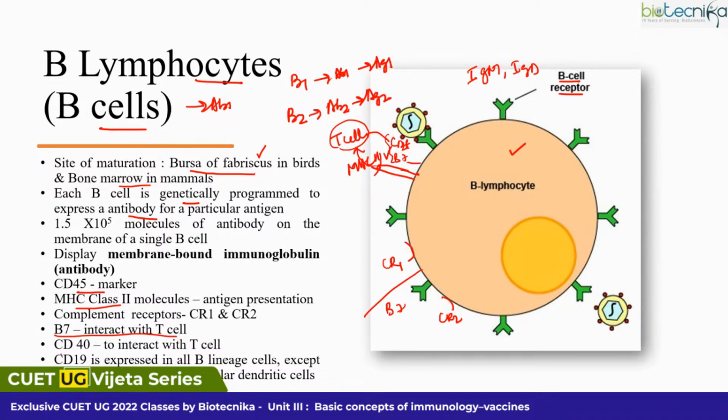Then they have another molecule, CD40 also. CD40 also helps when the B cells have to be activated. So the CD40 on the B cell and CD40L on the T cell need to interact. Then, majorly all the B cells will have the CD19 surface marker, except for the plasma cells and another type of cells, follicular dendritic cells. Apart from that, all B cells will express this marker, your CD19.